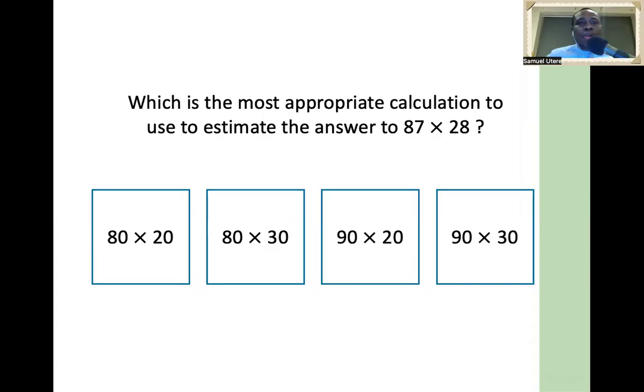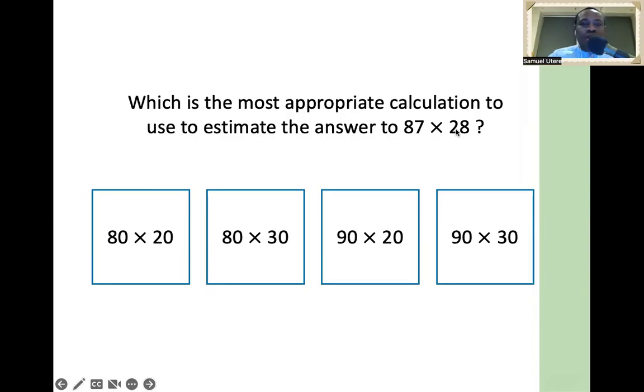What about this calculation here? Which is the most appropriate calculation to use to estimate the answer to 87 times 28? Have a think. Well, if you look at the first one, you would see that 80 is not closer to 87 when you compare it to 90. 90 is closer. And likewise, 20 is not closer to 28 when you compare it to 30. 30 is closer to 28.